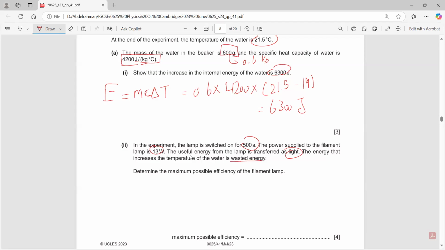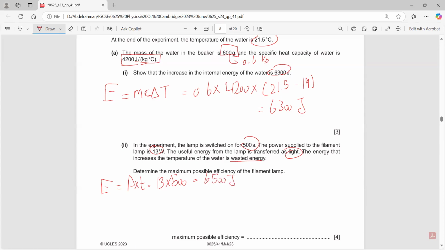So now he has stated very clearly the difference between the useful energy and the wasted energy. Determine the maximum possible efficiency. First of all, can I find the energy input to the lamp? Yes, because I have the power and I have the time. So the energy input of the lamp is power times time, which is 13 times 500. This would give you an energy input of 6,500 joules.